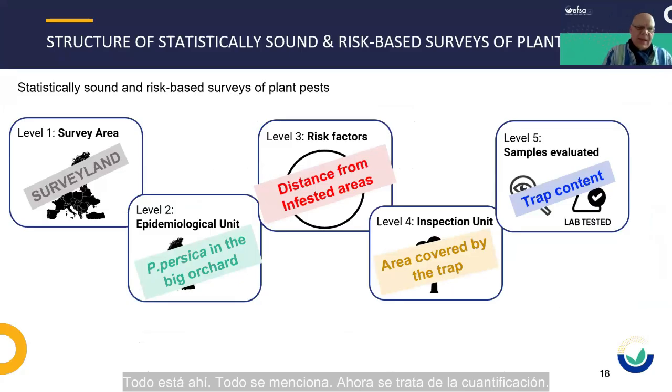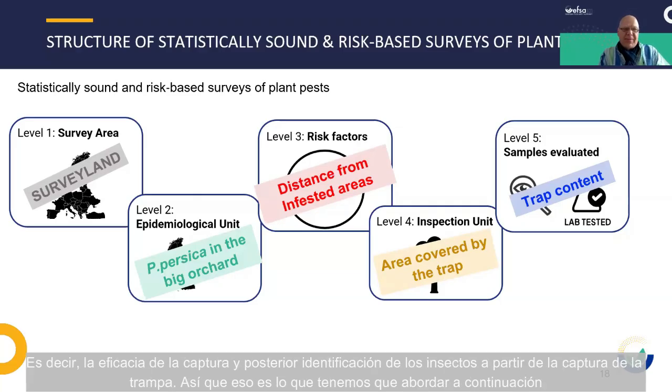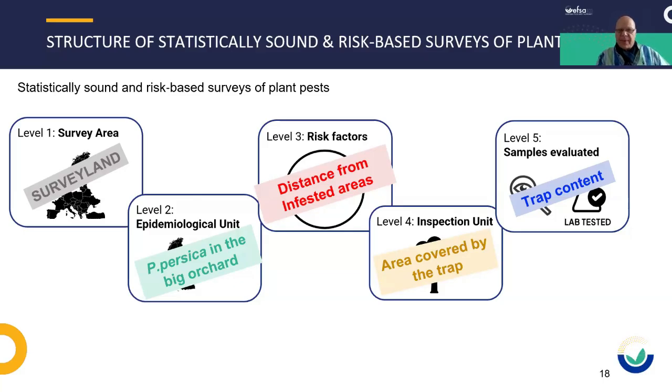Now it comes to the quantification. Because when we now want to calculate the number of inspection units for a sound statistical conclusion, we need to know how well your detection method performs and how good it is at identifying the pest. So that means how effective is the catching and afterwards the identification of the insects from the trap catch. So that's what we have to address next.